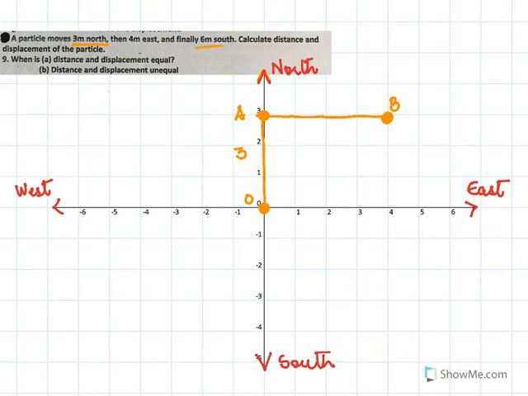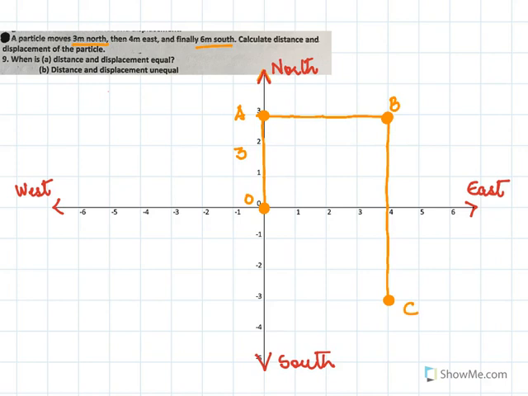And then finally 6 meters to the south. That is 1, 2, 3, 4, 5, 6. It has reached here. And we call this point C.